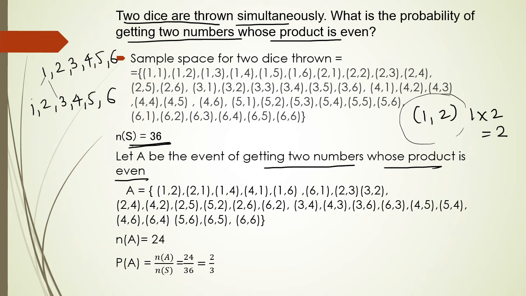In this way, if we go on checking all 36 possibilities, we have 24 possibilities where the product of the two numbers is even. So when we are finding the probability, that is the total number of favorable outcomes, 24, divided by 36. Reducing it by 12, we get the answer as 2 by 3.